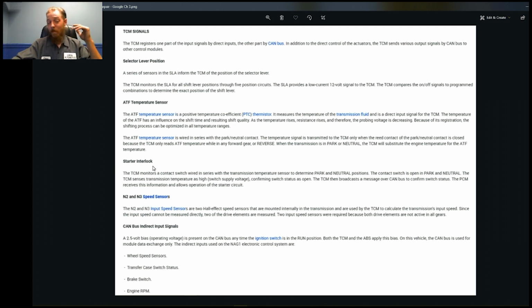Starter interlock. Now, I'm going to be completely honest with you. When I was going through this stuff and I'm looking at the TCM, I went with my subheaders, like I was saying. I went through and I saw starter interlock. Perfect. That's what I care about. So the TCM monitors a contact switch wired in series with the transmission temperature sensor to determine park and neutral positions. So we're just rehashing what we already have here.